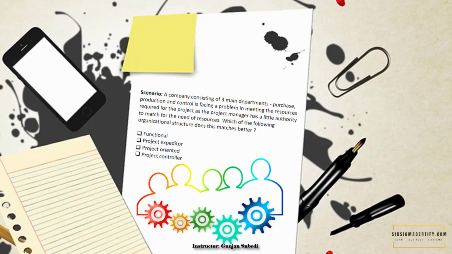Note that a project expeditor works as a staff assistant and coordinates the communication. They cannot make or enforce decisions, and you can find the project expeditor in a functional organization or in the weak matrix organization.